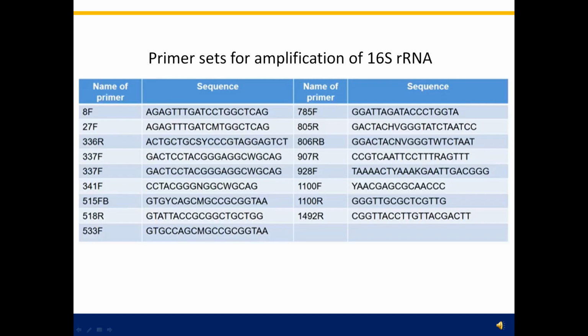For example, most commonly people prefer the V3, V4 regions with primers like 337F and 805R. These are the most significantly used primers. Or if you are going to sequence the whole length of your 16S rRNA, then we can prefer, as we discussed, the 27F and 1492 reverse primer sets.